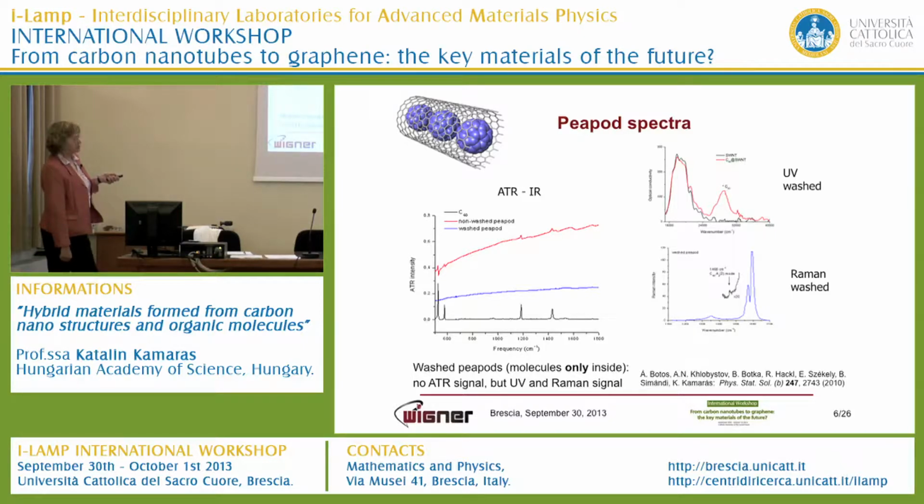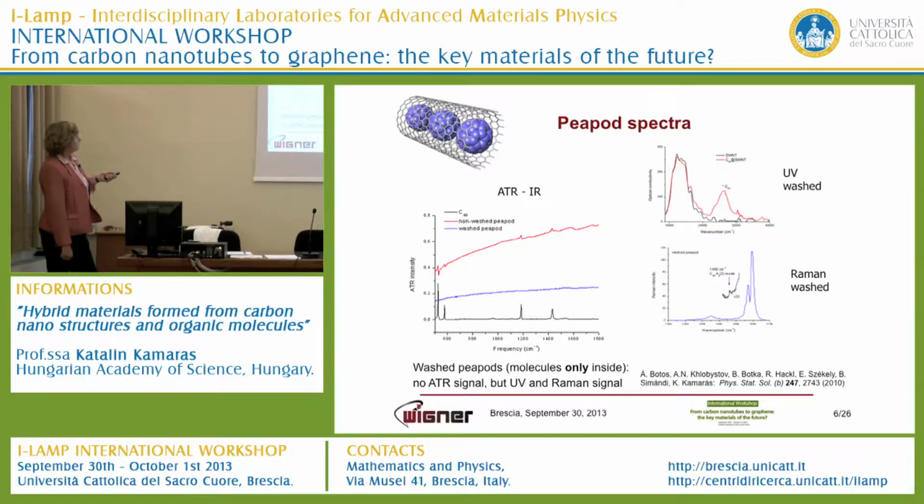So that tells you that you have molecules inside. But the same is for the UV spectra. You see them from the encapsulated molecules. But if you do your infrared, this is the C60 infrared spectrum. This is your sample before washing. And this is the one after you washed it.